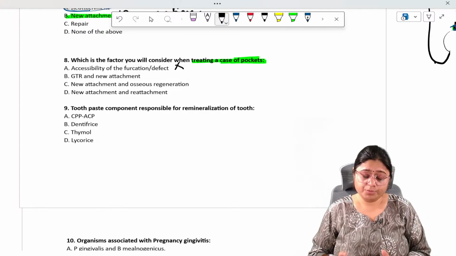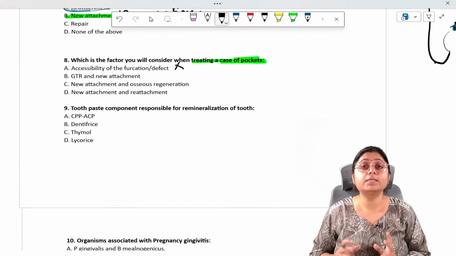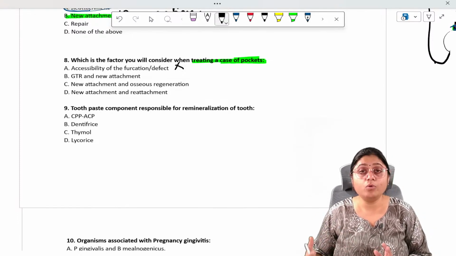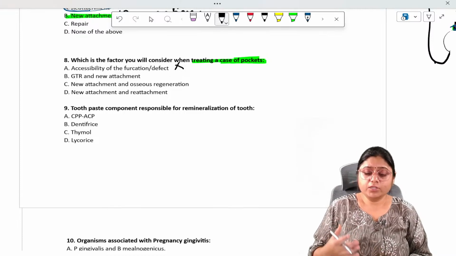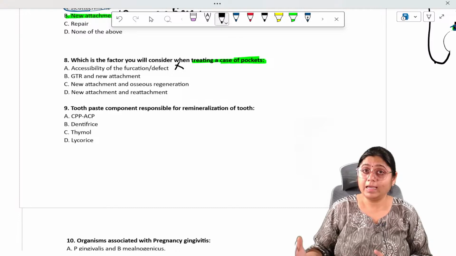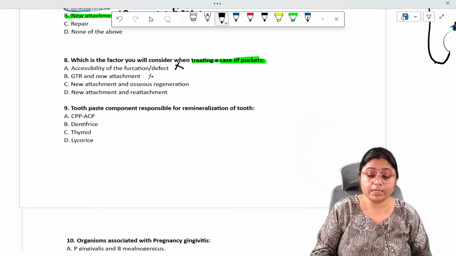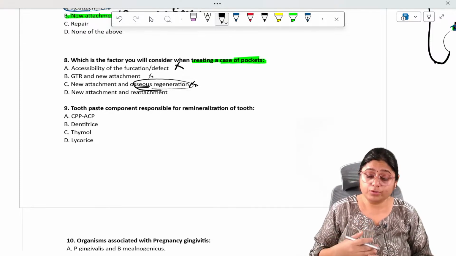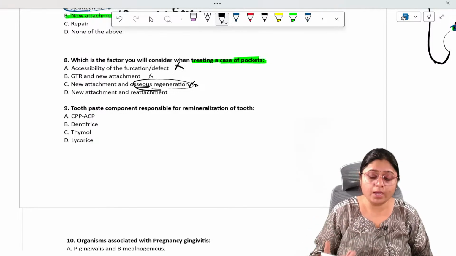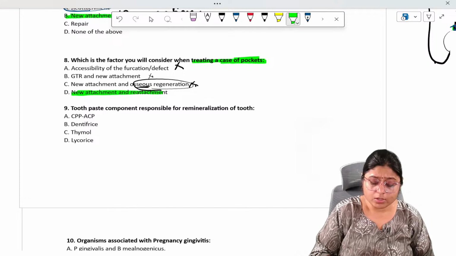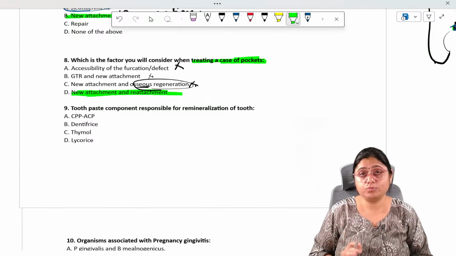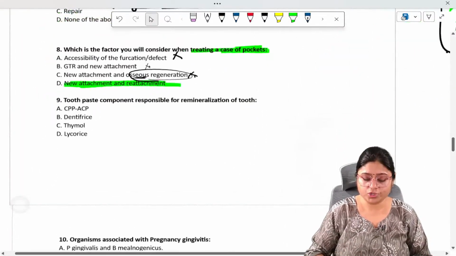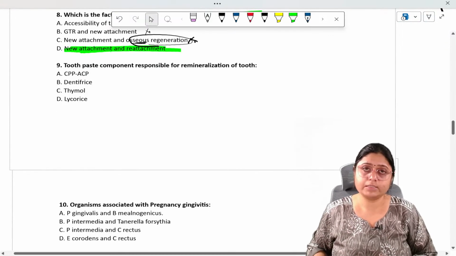Now option B is GTR and new attachment. What is GTR? GTR is guided tissue regeneration. Here we are regenerating the whole of the connective tissue as well as bone. Bone graft is also a part of GTR. But here we are just talking about pockets, the soft tissue part, the pocket lining. So definitely this is not the answer. New attachment and osseous regeneration, I told you, osseous is given here also, so this is not the answer. By exclusion only we came to the answer. The answer to this question is new attachment and reattachment. I told you the concept of that in the previous question. Okay, now the next question.